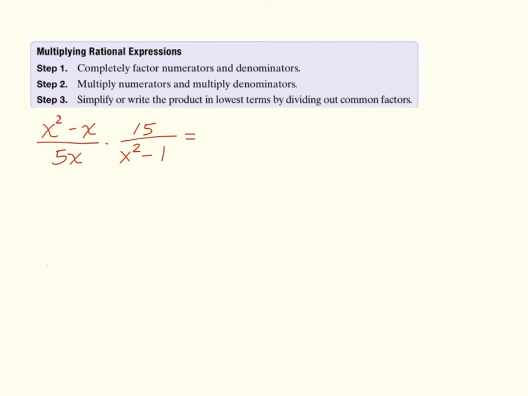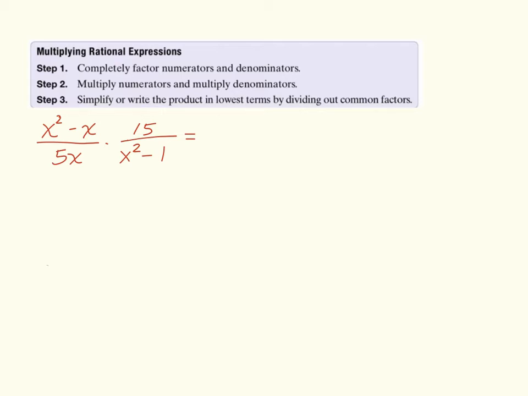So a general description of how to multiply rational expressions is this. Completely factor the numerators and the denominators. Then multiply the numerators and denominators. Simplify or write the product in lowest terms by dividing out the common factors. So here's an example.